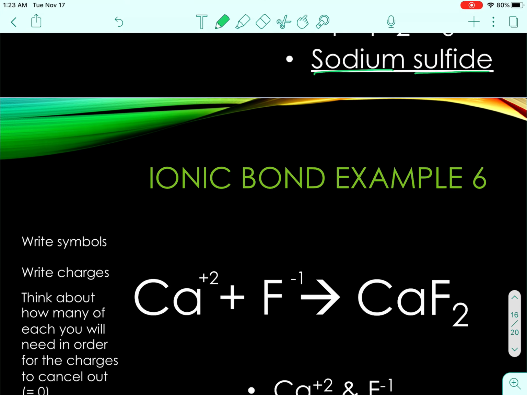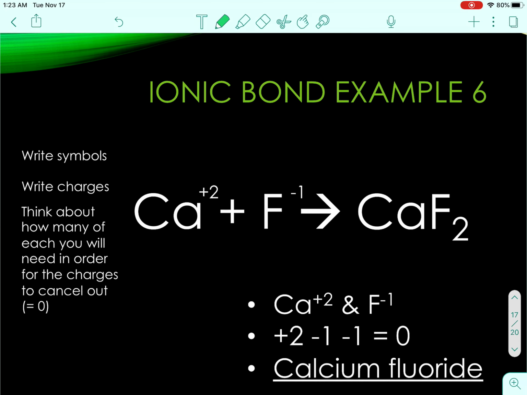Okay? So our next example is calcium and fluorine. So again, write out the symbols and the charges. So Ca is in group 2, so it's a +2. Fluorine is a group 17, a halogen, so its charge is -1. Okay. +2 and -1 do not cancel. And so we need more negatives to cancel out the +2. So we need to multiply fluorine by 2 so that will be a +2 and a -2. So we need 2 fluorines.